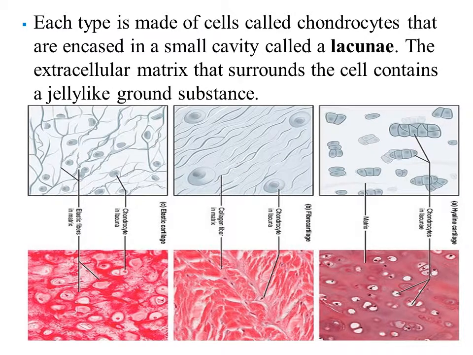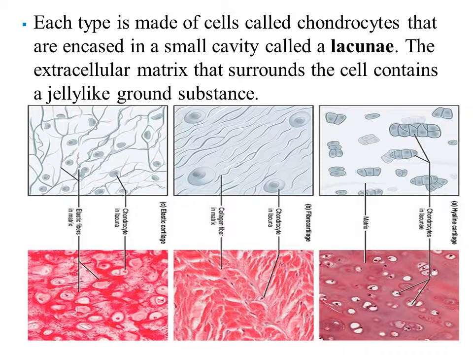Let's talk about the covering of that ball that inserts into the socket of the hip bone. All three types of cartilage are going to contain chondrocytes. Hyaline cartilage contains it, fibrocartilage contains it, and elastic cartilage contains it. That's the cell that makes that cartilage. That cell is encased in a small cavity called the lacunae. It's like a little bed that the cell rests in. Outside of that is the secretion, the extracellular matrix, which is secreted.